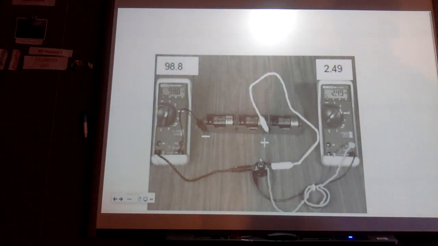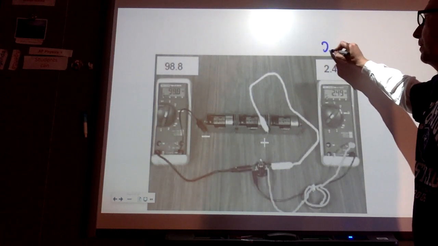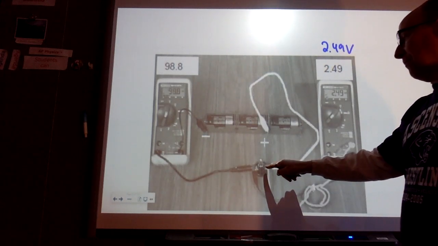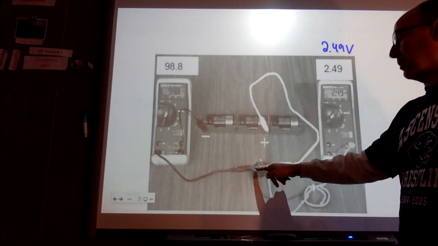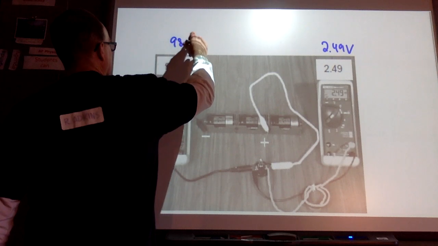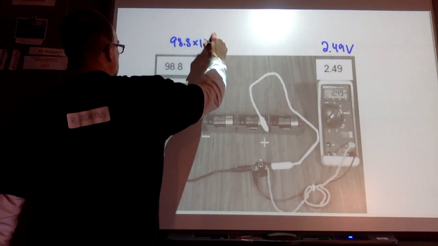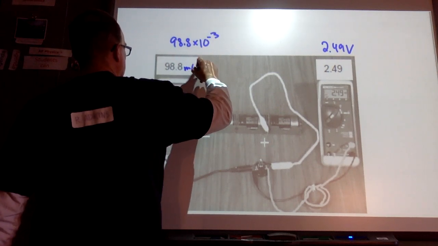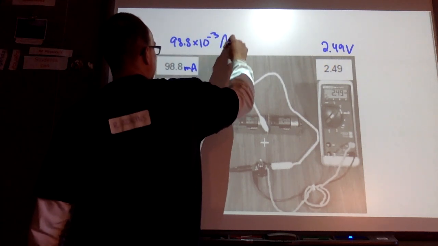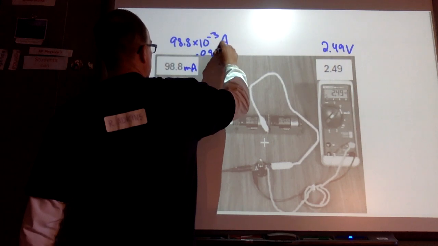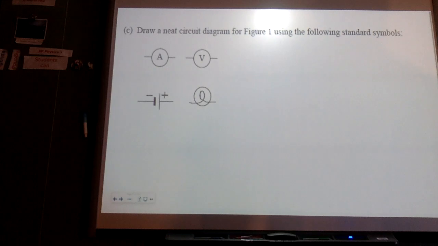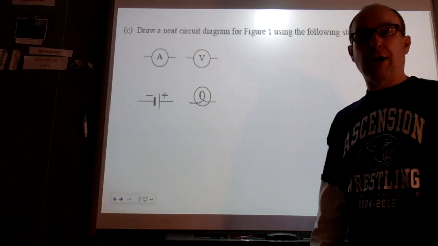Here's the values that they get in the lab, and you guys will be doing this lab. So this is measuring a voltage drop of 2.49 volts from one side of the light bulb to the other. Our current is 98.8 milliamps. So it's really 98.8 times 10 to the negative third amperes, or 0.0988 amperes.